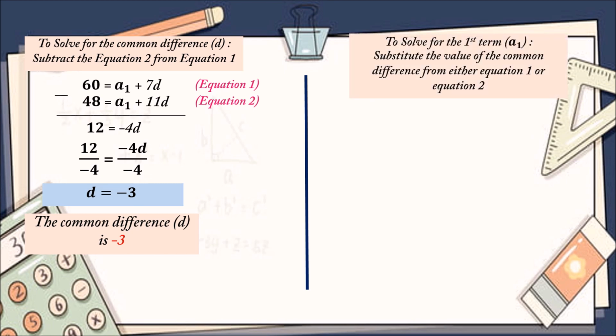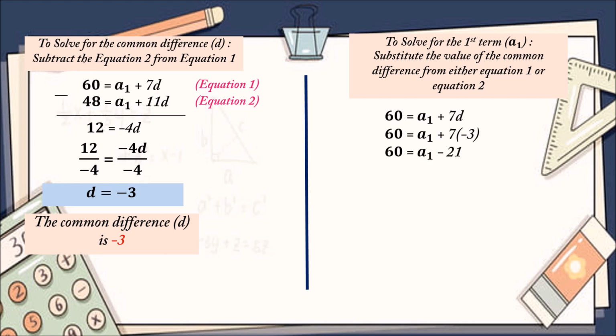To solve naman para sa first term natin, a sub 1, substitute the value of the common difference from either equation 1 or equation 2. Mamimili lang po kayo sa equation 1 or equation 2 dahil kahit saan naman po dyan sa dalawa, pareho lang po ang magiging resulta. So, pipiliin natin for today's example sa equation number 1, which is 60 is equal to a sub 1 plus 7d. Isa-substitute natin ang common difference natin kay equation number 1, that will be 60 is equal to a sub 1 plus 7 times negative 3.